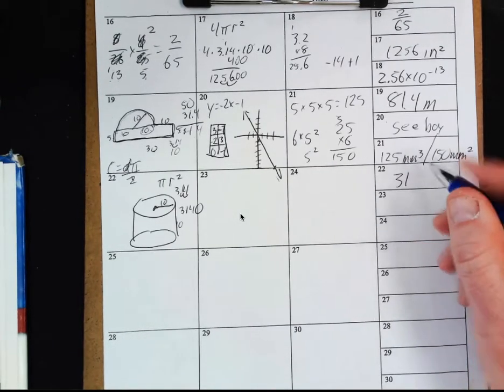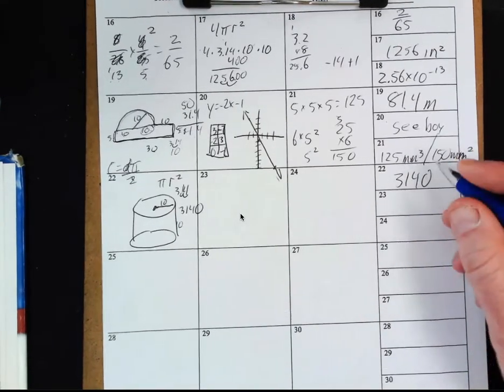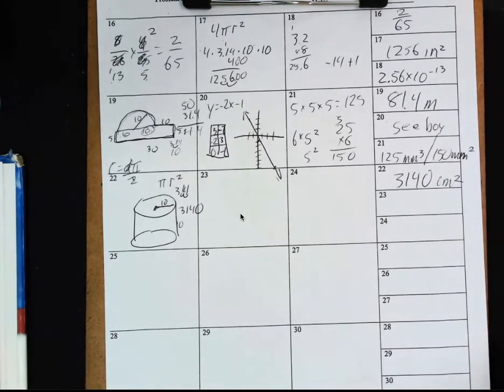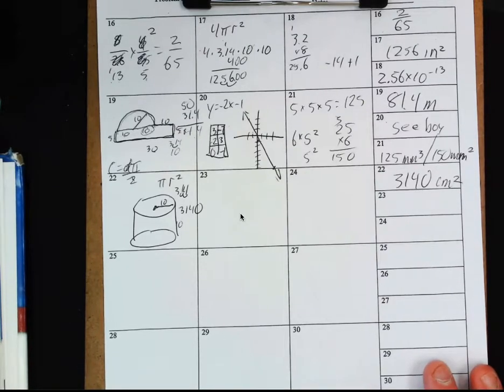So the nice thing, guys, is they gave you 10s. 10s are nice to work with. 3,140 centimeters squared. Number 23 says the total surface area of the cylinder included the area of the 2 circles and the curved sides. What's the total surface area?